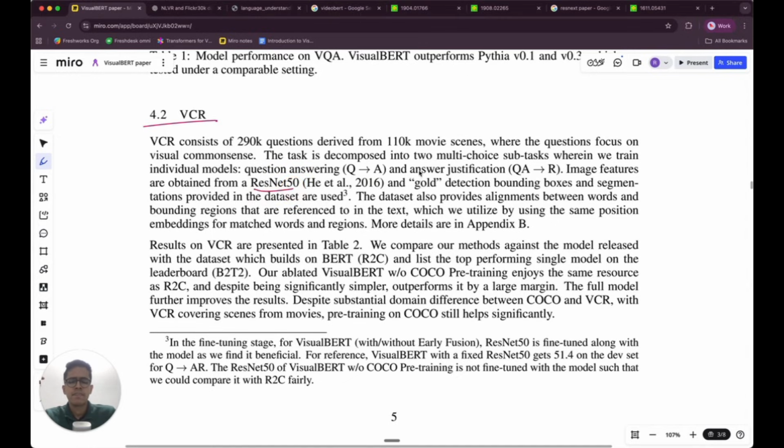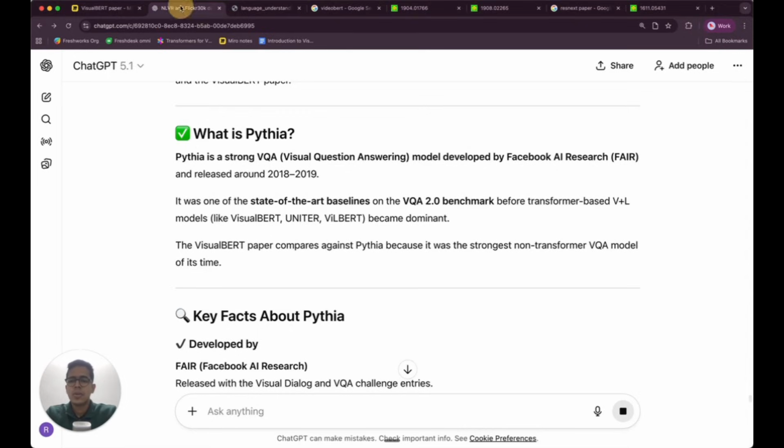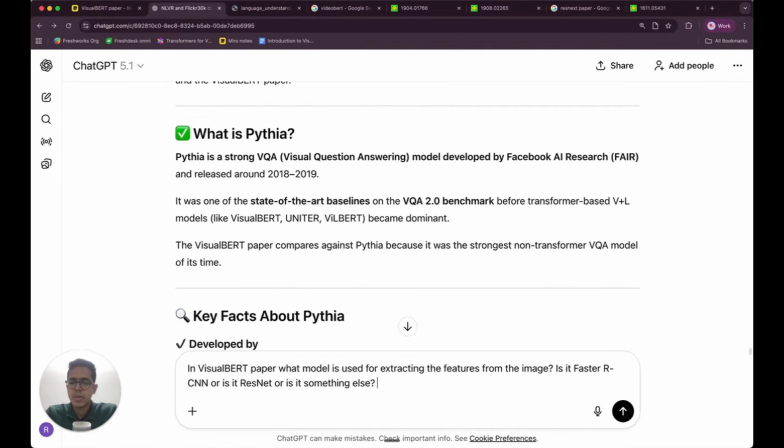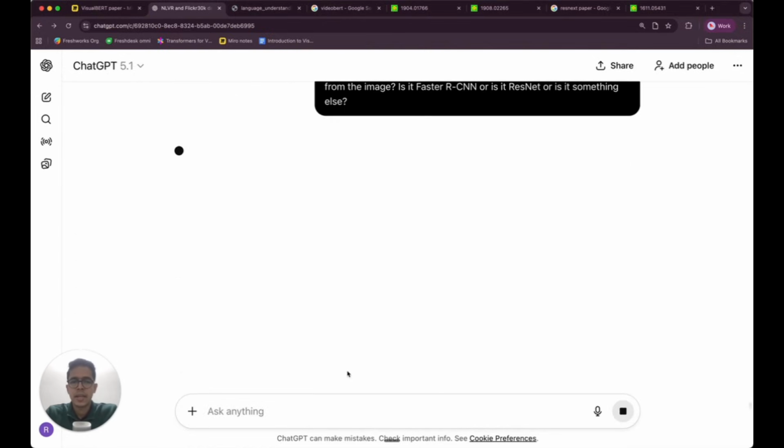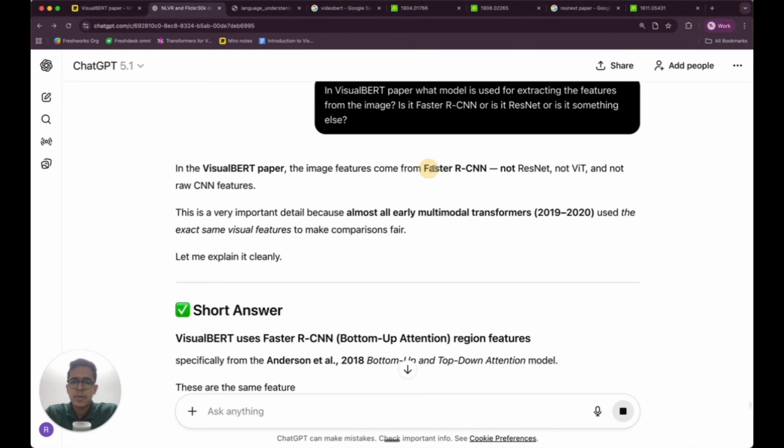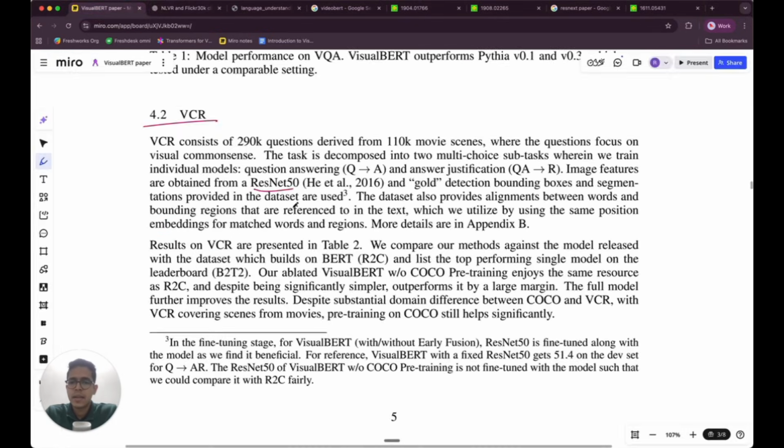So what about Faster RCNN? I just want to know in the VisualBERT paper, what model is used for extracting the features from the image? Is it Faster RCNN or is it ResNet or is it something else? Because to draw bounding boxes, you need something like Faster RCNN, some sort of object detection model, right? Image features come from Faster RCNN, not ResNet. Okay, I see. Fine. But here they mention ResNet. Image features are obtained from ResNet and gold detection bounding boxes and segmentations provided in the dataset are used.